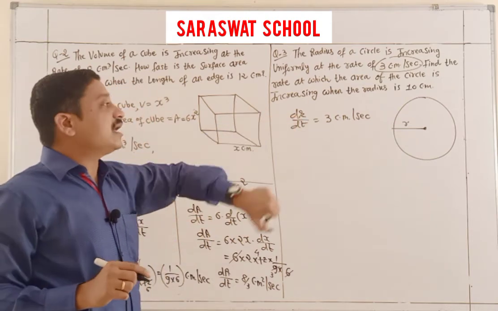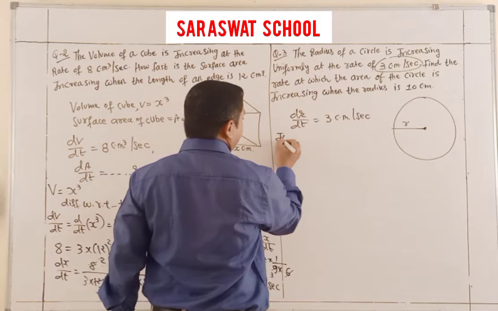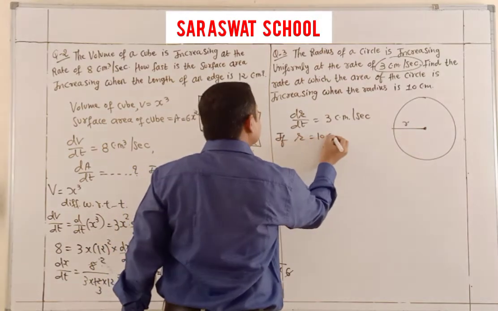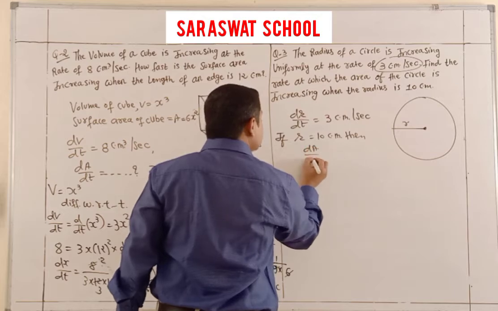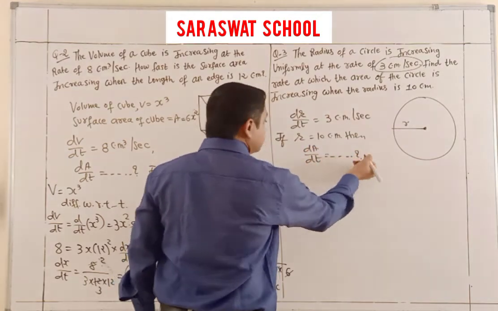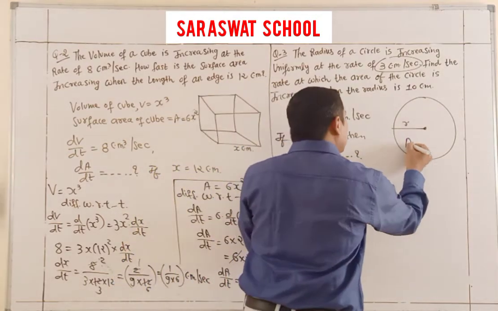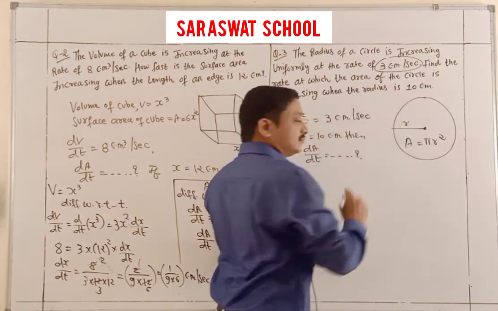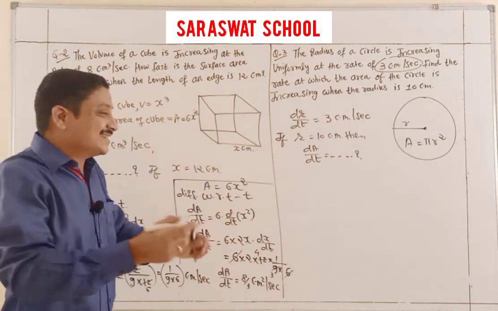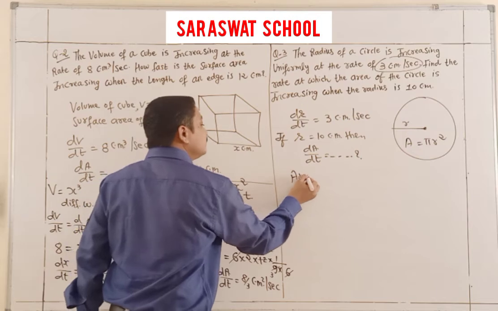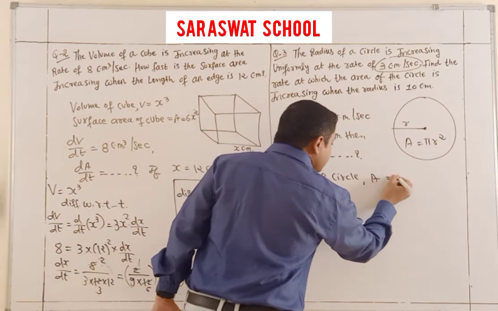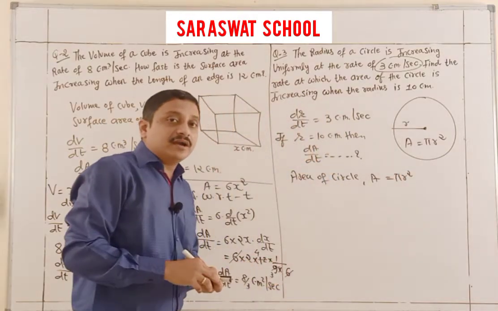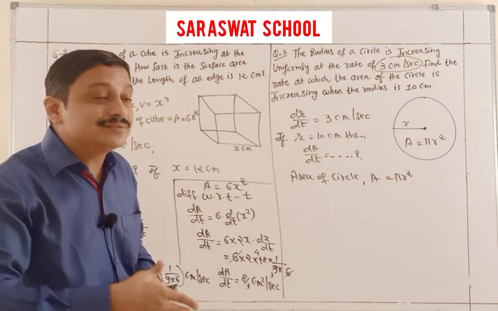If r is given as 10 centimeter, then dA versus dt is your target. And what is the area of a circle? Pi r square. You know that? Yes. Now I start with the area of the circle, pi r square. But now I will take the derivative with respect to time.